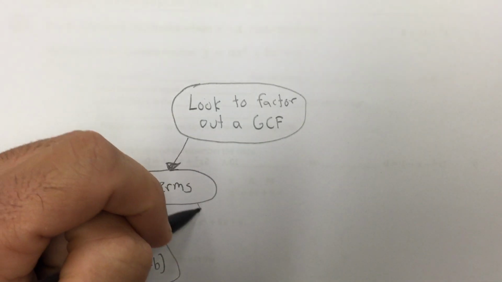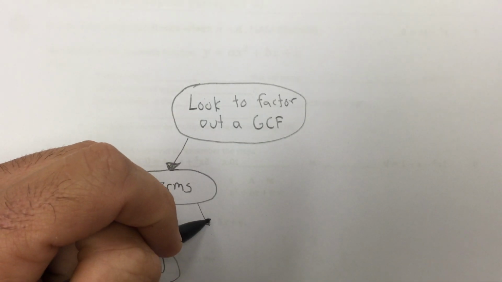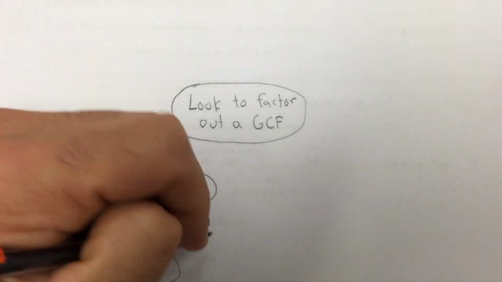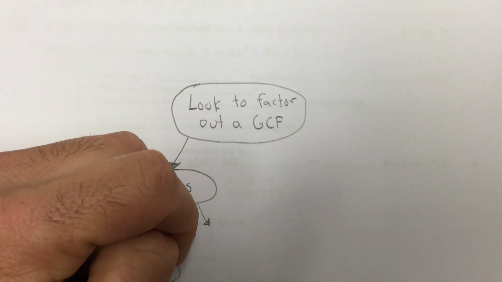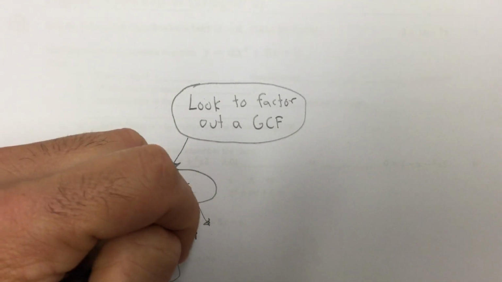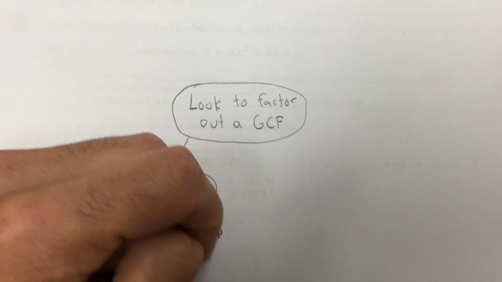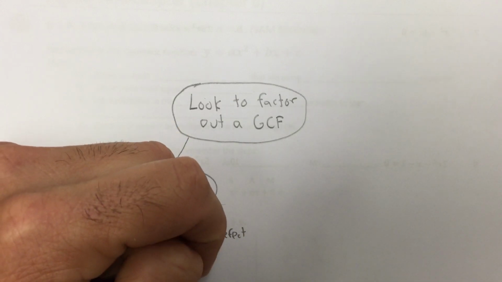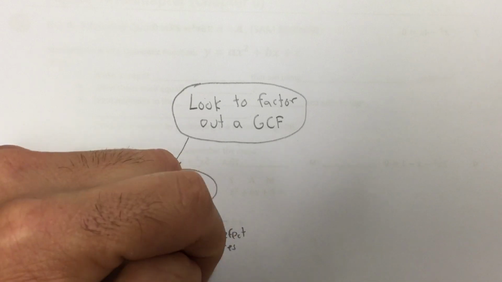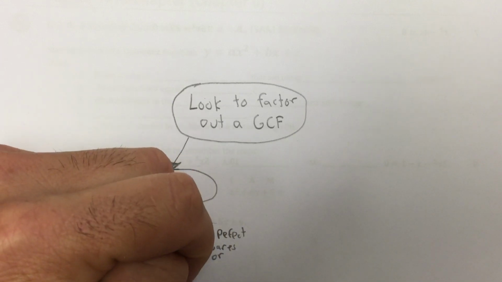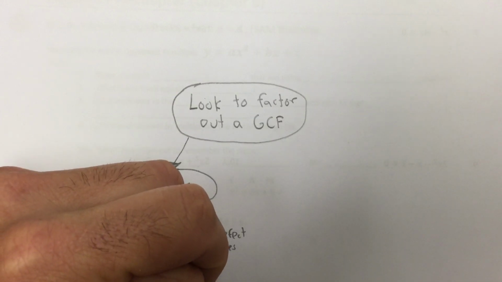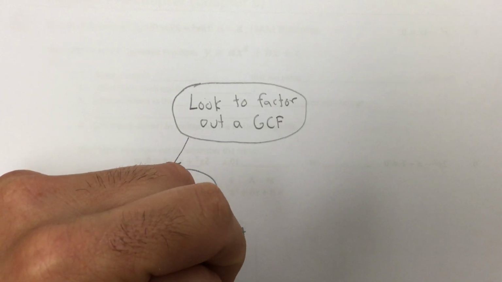And your other option is maybe they're not perfect squares or they're not being subtracted. Then you can't factor further. So I'll just write not perfect squares or not being subtracted.